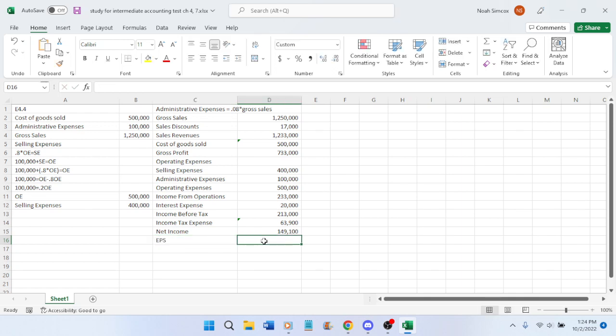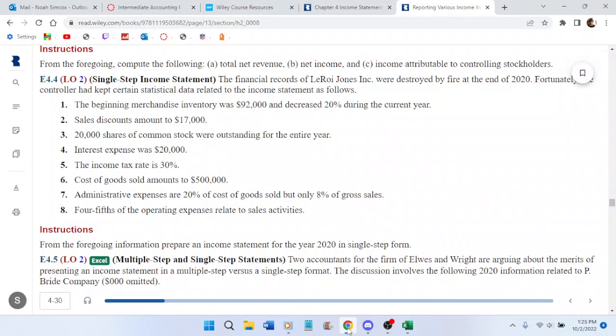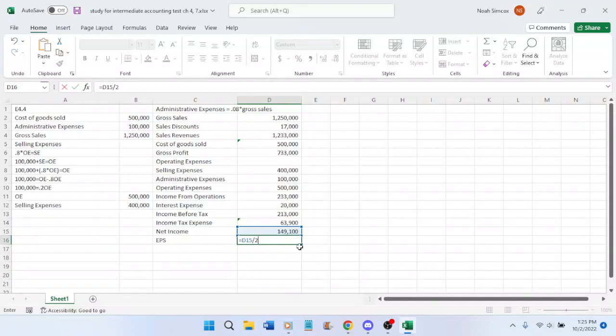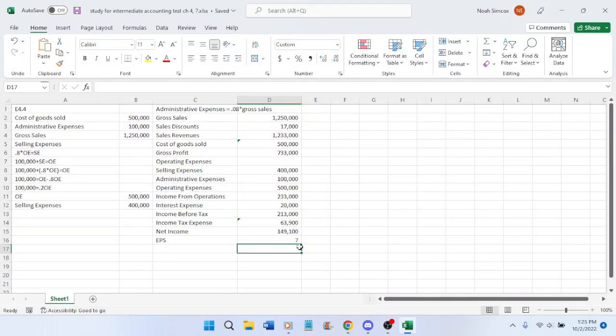Earnings per share is going to be equal to net income, so this equals this divided by the number of shares, 20,000. How did we get 7? Oh, I know why. This needs to be like this. There. So I think that's right, because that's what I have written down for the single step income statement.